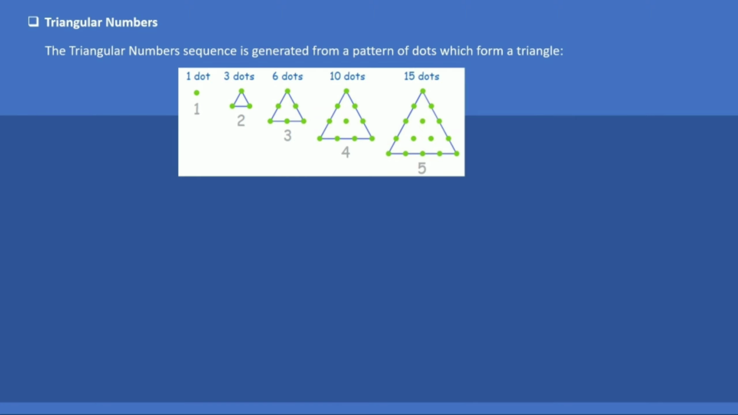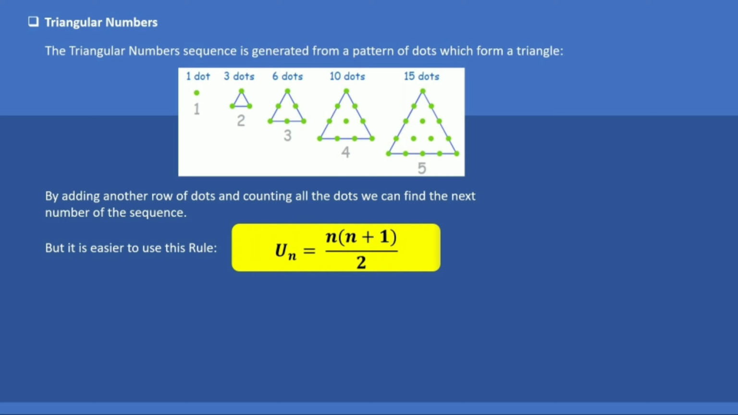Next, triangular numbers. The triangular number sequence is generated from a pattern of dots which form a triangle. For example, you can see the picture in the slide. By adding another row of dots and counting all the dots, we can find the next number of the sequence. But it's easier to use this rule: un equals n multiplied by n plus 1, divided by 2.